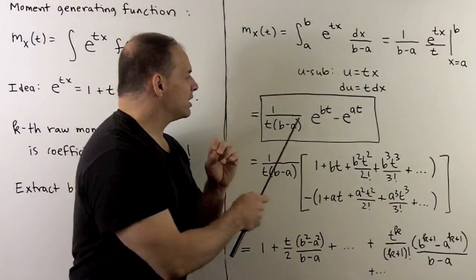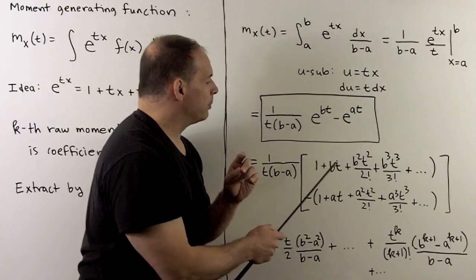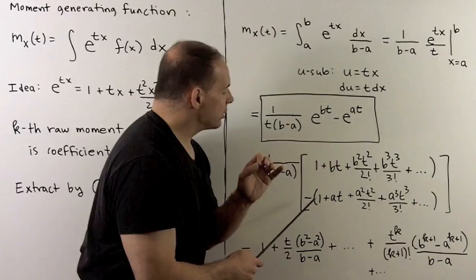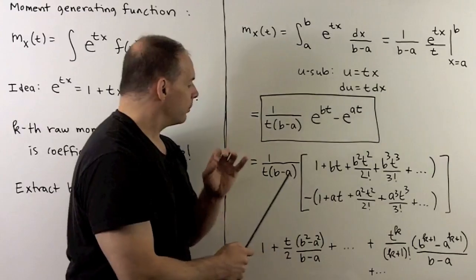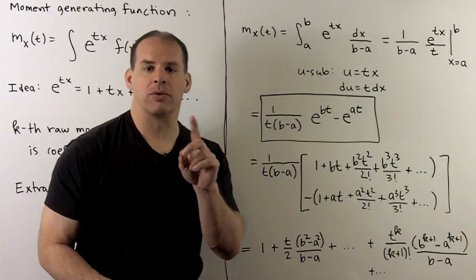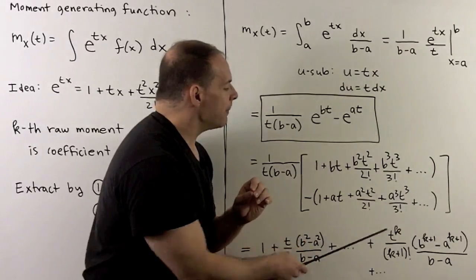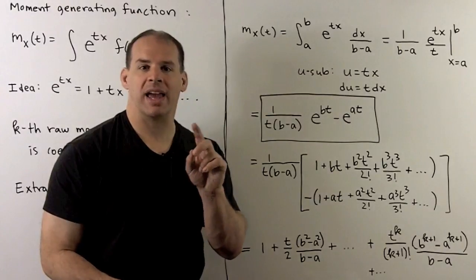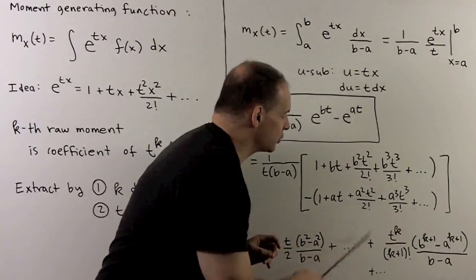Now, if we're going to do the series expansions, okay, I'll have 1 over t times b minus a. Then for e to the bt, we have 1 plus bt plus b squared t squared over 2 factorial and so on. And likewise for e to the at. When I take the difference, okay, we simplify everything. I'll have 1 plus t over 2 factorial, b squared minus a squared over b minus a. And as we work out, we'll see the general term is t to the k over k plus 1 factorial times b to the k plus 1 minus a to the k plus 1 divided by b minus a. So we just need to make sense of these terms here.